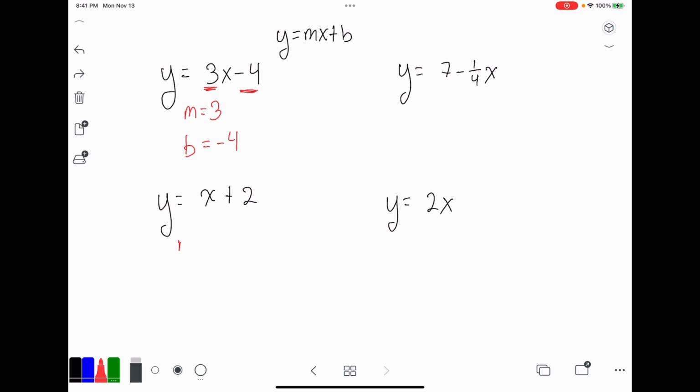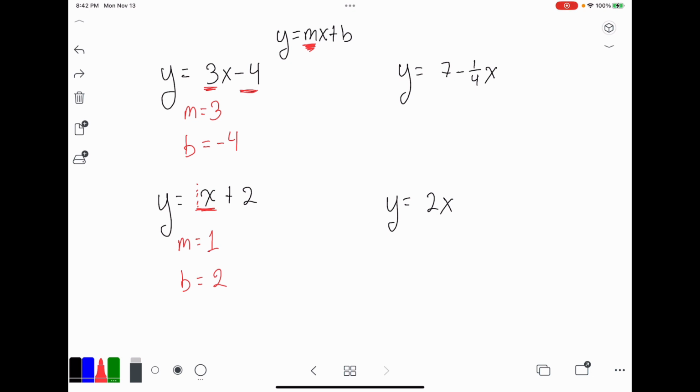Let's go to the next one. Now, a mistake I hear a lot of people make is they say, oh, the slope is x. No. The slope is the coefficient of this term, or again, the number that's multiplying the variable. So we see just a variable by itself, but remember, there is technically always an invisible one multiplying a variable if you don't see a number there. So technically, in this case, the slope is 1, and the y-intercept is 2.